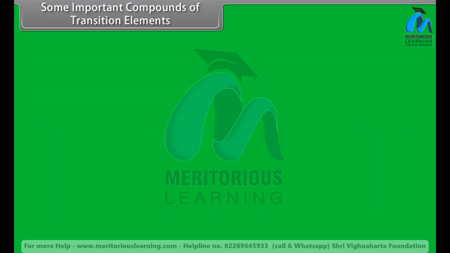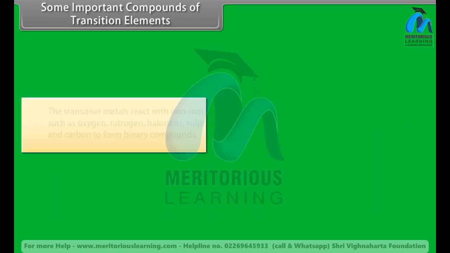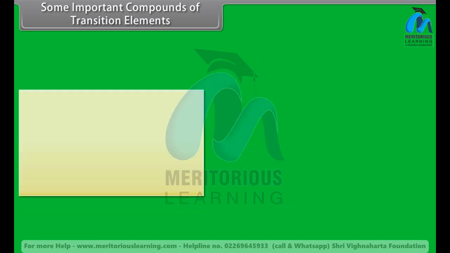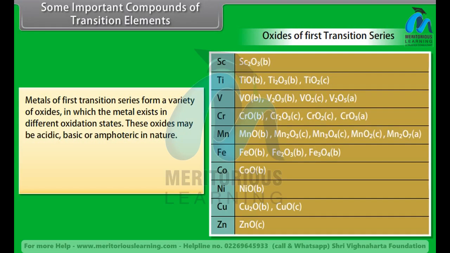Some important compounds of transition elements. The transition metals react with nonmetals such as oxygen, nitrogen, halogens, sulfur, and carbon to form binary compounds. Some of these compounds find important industrial applications. Metals of first transition series form a variety of oxides in which the metal exists in different oxidation states. These oxides may be acidic, basic, or amphoteric in nature.